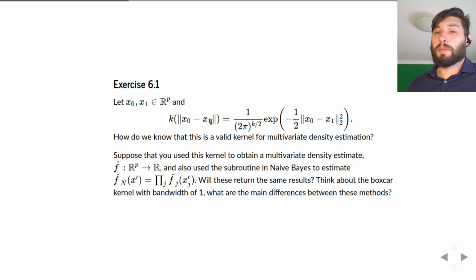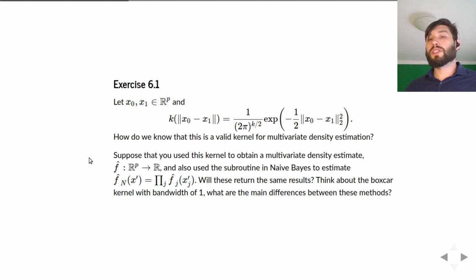So we have x0 and x1 are both in R^p, and it looked like the following. It's 1 over 2 pi to the k over 2, times the exponential of minus 1/2 times the Euclidean distance squared between x0 and x1. How do we know that this is a valid kernel for multivariate density estimation? So that's the first question. And the answer should be pretty straightforward. You shouldn't have to do much if any calculation to answer it.